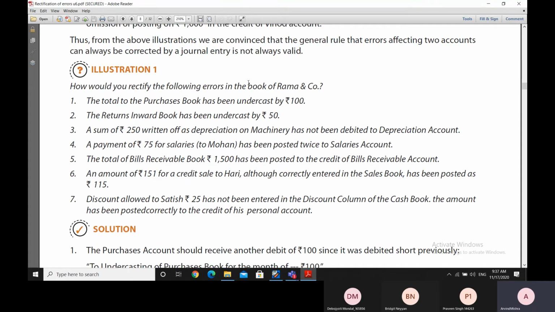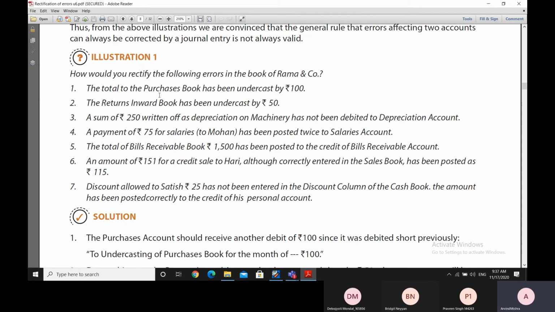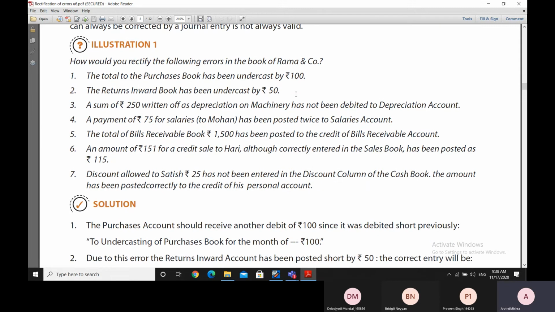Now we have to make the corrections in the books of Rama and Company. The total of the purchase book has been undercast by rupees 100. So what has been done here is the total has not been taken correctly in the purchase book. So that is why the entry in the ledger which is going into the purchase account is incorrect by 100 rupees. And therefore we need to make a debit entry in the purchase account. So purchase account should be debited by 100 rupees to make the correction, and the description would be to undercasting of the purchase book for the month of whatever month.